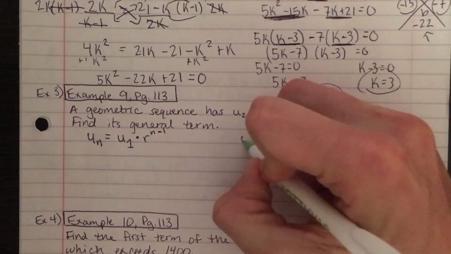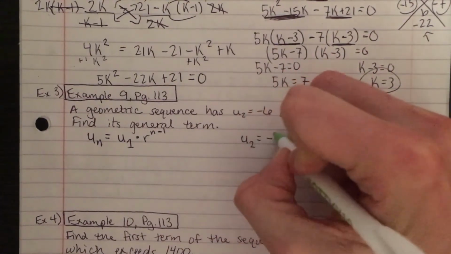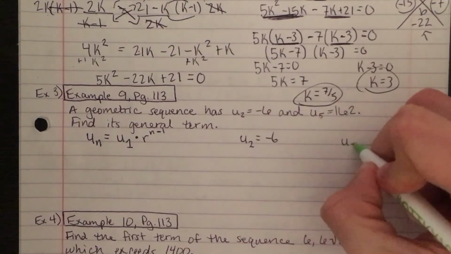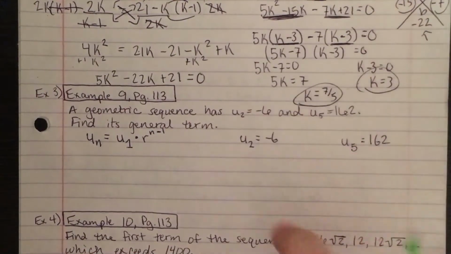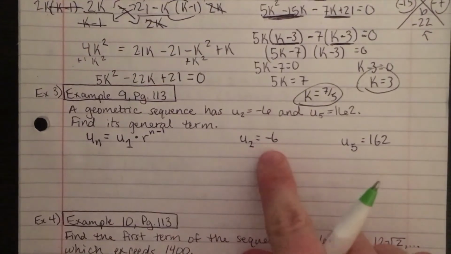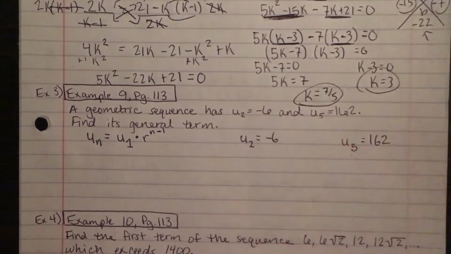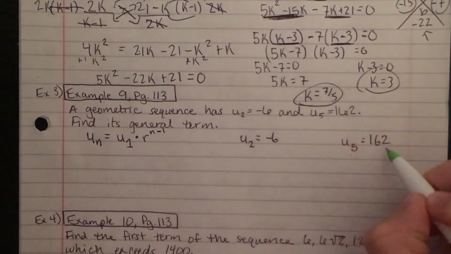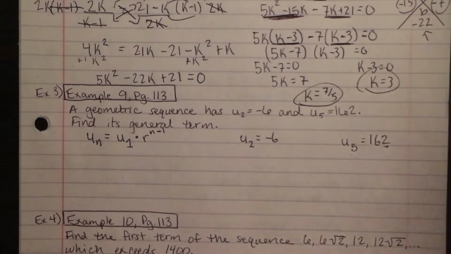So we've got that the second term is -6. We've got the fifth term is 162. And to get from this second term to this fifth term, I want you to think to yourself real quick. How many times am I going to have to multiply by r to get to this 162 right here? How many times am I going to have to multiply by r?